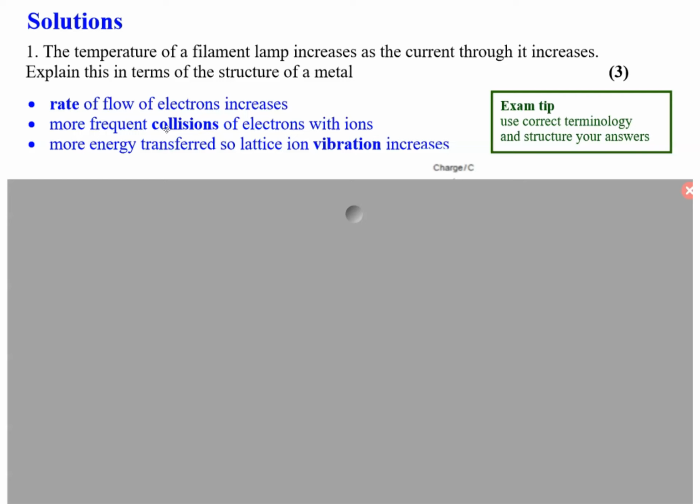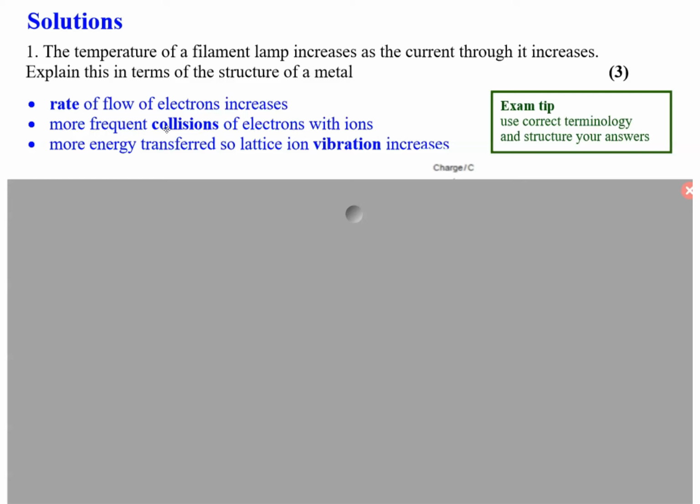If we understand that there's a transfer of energy when this happens, if there's more collisions per second happening, then we get a greater transfer of energy. So the temperature goes up. The temperature is represented by the motion of particles, so the vibration will increase.